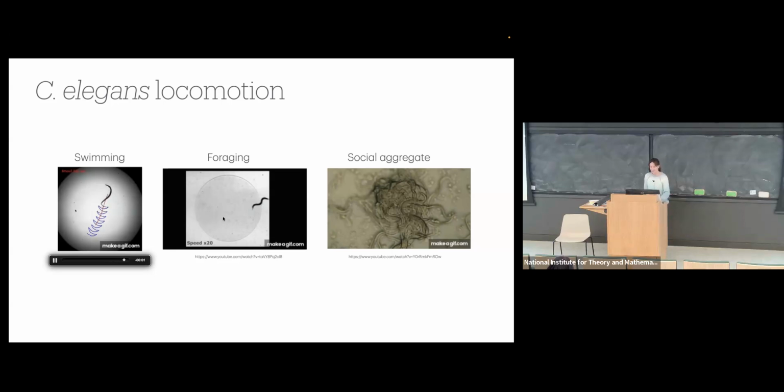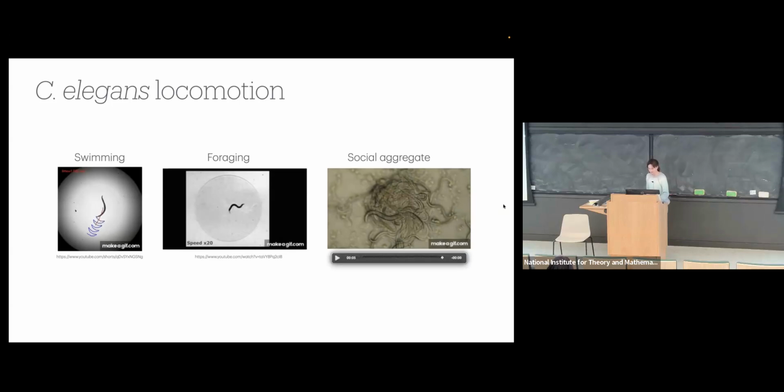And then here's sped up video of a C. elegans foraging for food. So it's looking for E. coli, and you can see the different paths it's making in the dish, and it has some sort of search behavior that it's doing to explore the plate. They also can form social aggregates, so they like to clump together, and there's various ideas about why they form these social aggregates.